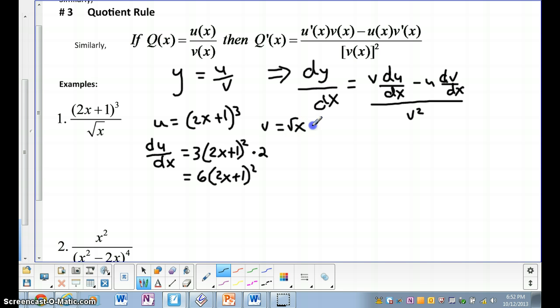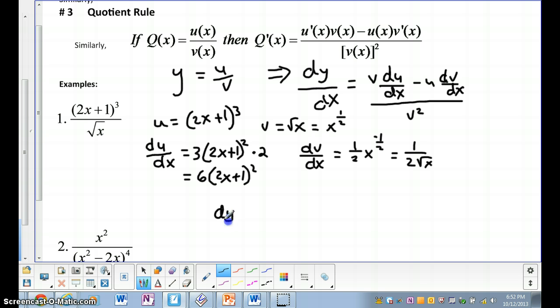Okay, so our derivative of v, we'll go ahead and change our v to x to the 1/2 to make it easier to take the power rule. Our derivative of v would be 1/2 times x to the negative 1/2, which would be the same thing as 1 over 2 times the square root of x. Okay, so now we have all of our parts to plug into our formula, and we will just do that and then simplify.